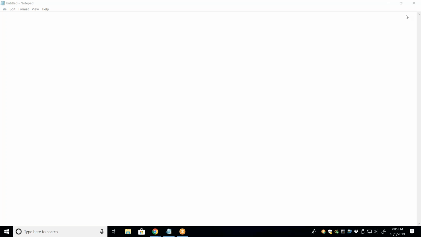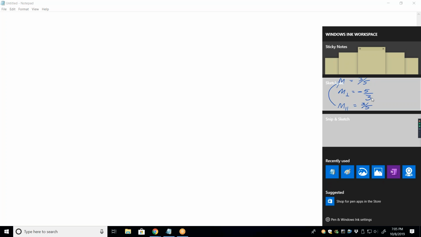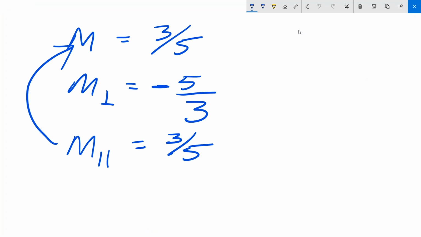It says graph the line 4x plus 2y equals 8. Okay. I just got it. Let's go ahead and take care of this one, though. 4x plus 2y equals 8? Correct.